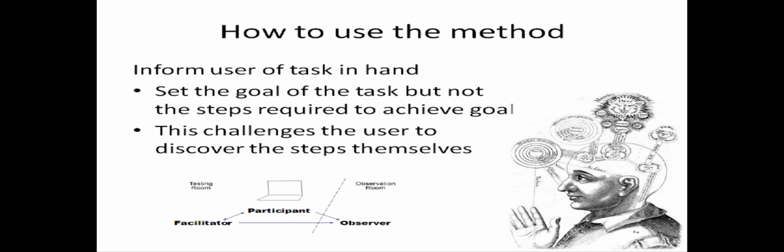When you have found the user, you must inform them of the task in hand. Set the goals of the task, but not the steps required to achieve the goals. This challenges the user to discover the steps themselves, allowing for more qualitative analysis of the product. For example, the goals of the task could be to use an electric mixer to mix some cream. The observer should not tell the user how to do this.